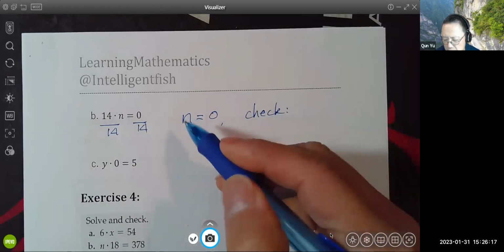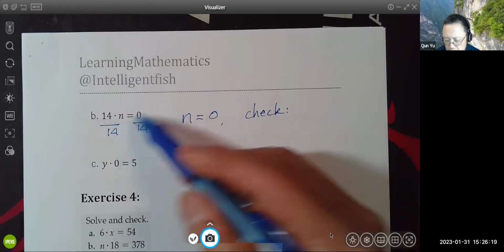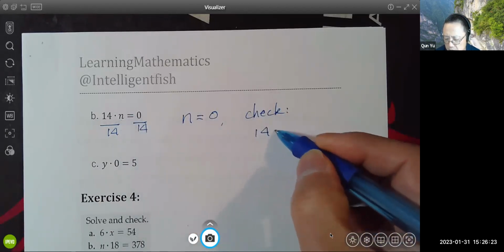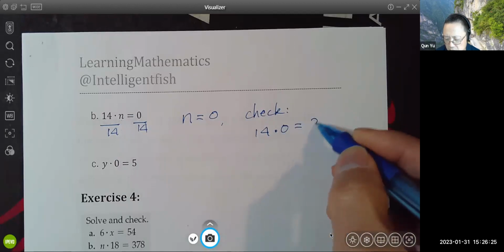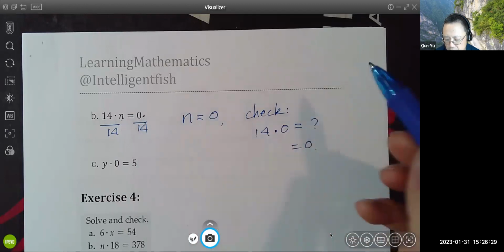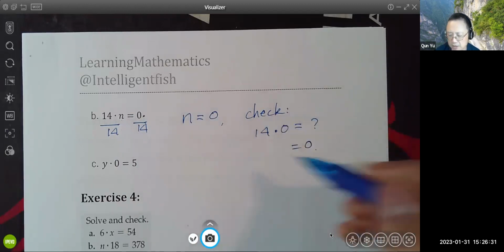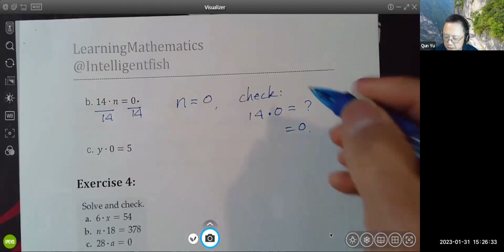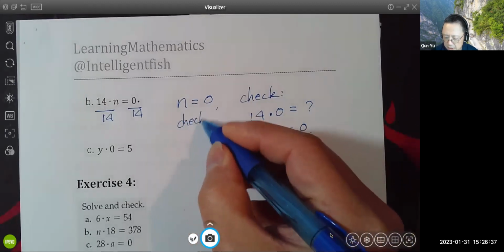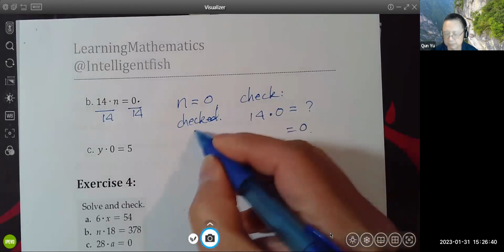So plug in this n equals 0, replace n in the equation with 0. So 14 times 0 equals 0. And that equals the right-hand side number. So it's checked. So this is the answer. This is the correct answer.